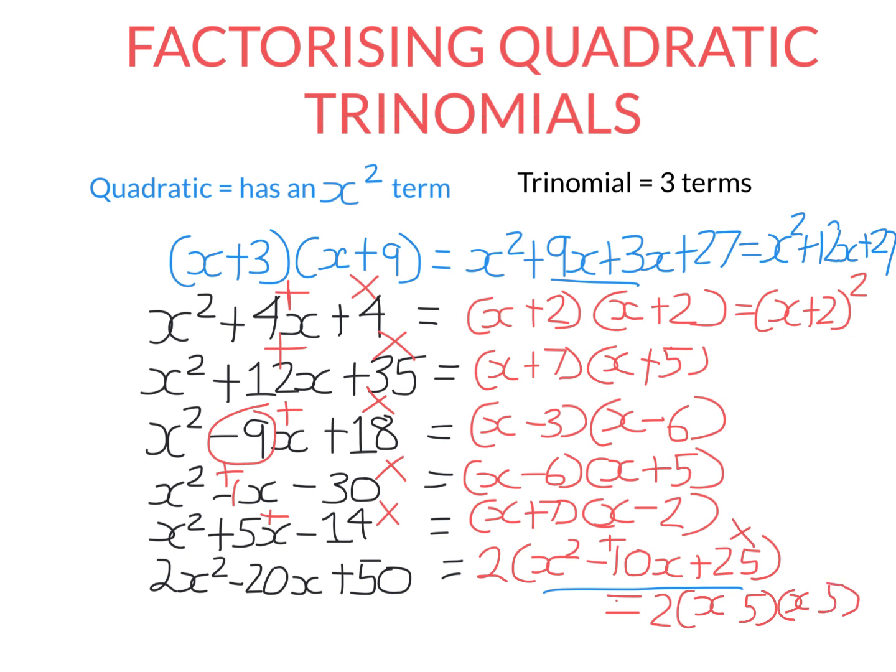5 times 5 is 25. 5 plus 5 is 10. But I want them to add to -10, so I'm just going to make them both a minus. Because -5 times -5 is 25, -5 plus -5 is -10, and then we're done.